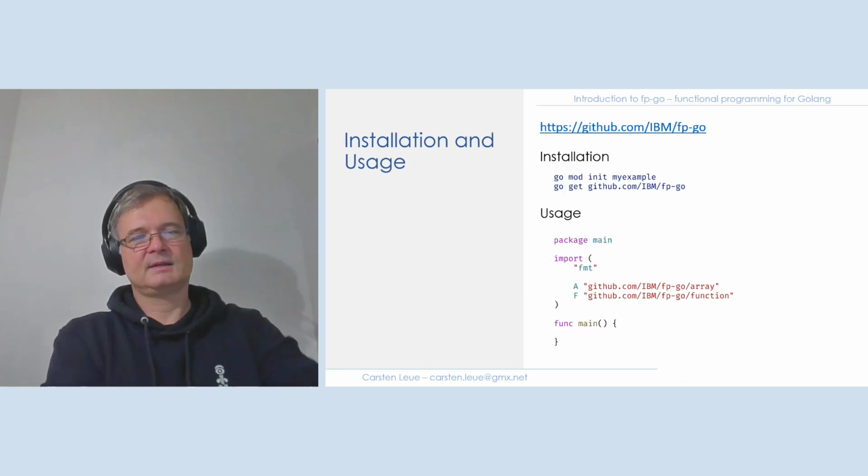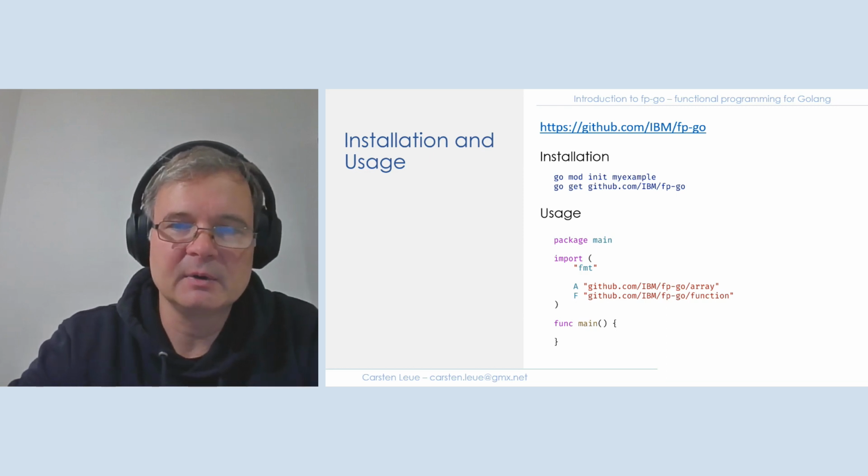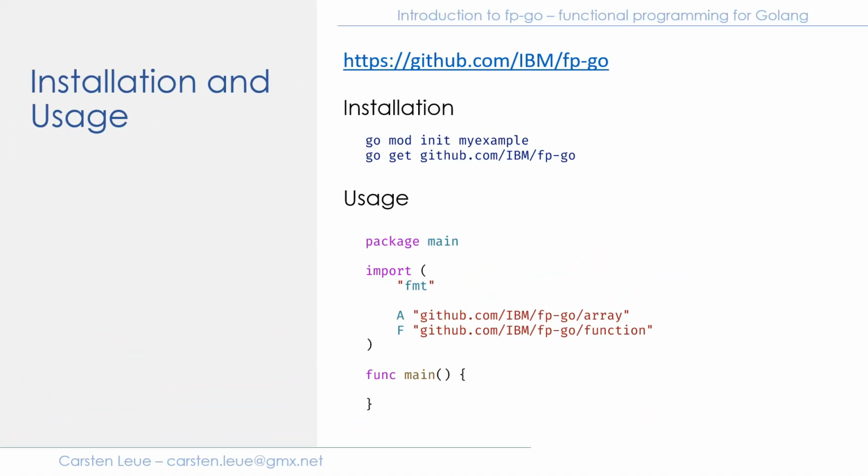So how would you use the library? The library is available at the URL you see at the top here. Installation is really simple. You start with your new Go project, or maybe with an existing one. If you want to use a new one, you do a go mod init, and just a go get of the library, and then you have it installed.